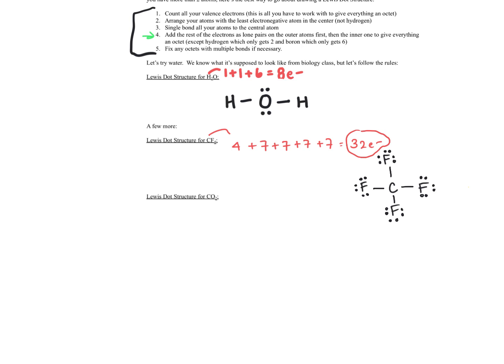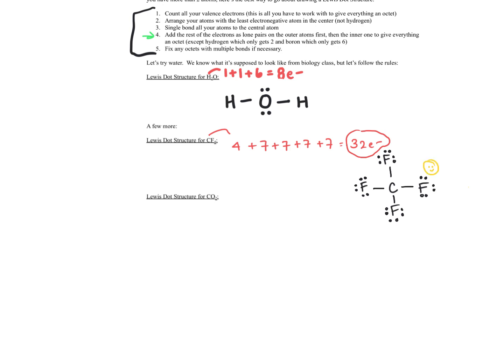And now we're going to check to make sure that things have an octet, right? Each of the fluorines are identical the way they're drawn, and they have 3 lone pairs, that's 6. And they're each touching a bond, 7, 8. So all the fluorines feel like they have 8, so they're good to go, right? So we can say the fluorines are totally happy about this.